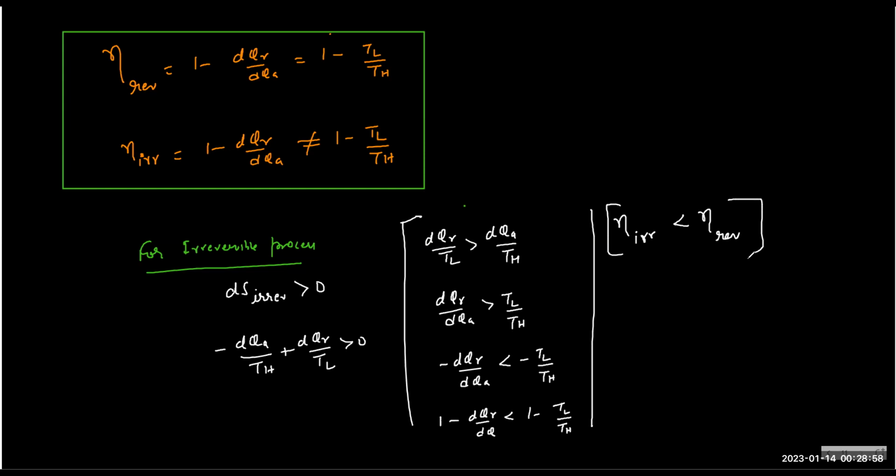And that is how we define the Carnot cycle. Carnot is the reversible cyclic process. So this is the proof that the efficiency of a reversible process is always more than the efficiency of an irreversible one. And this is called Carnot's theorem.